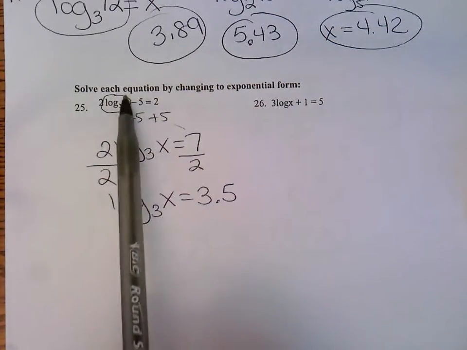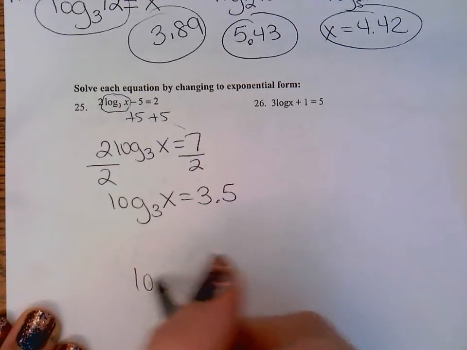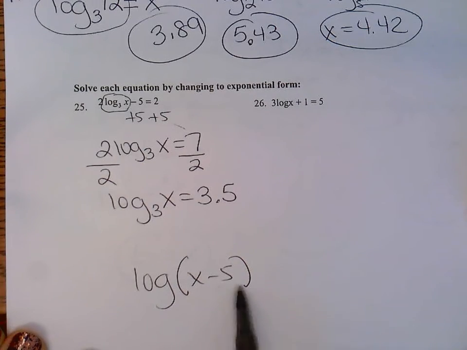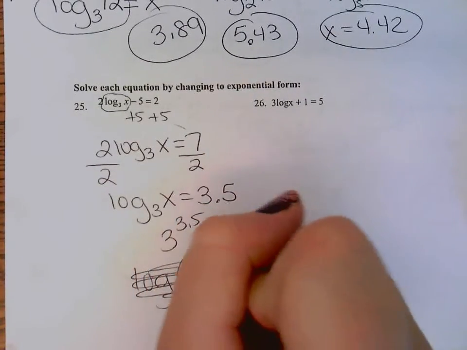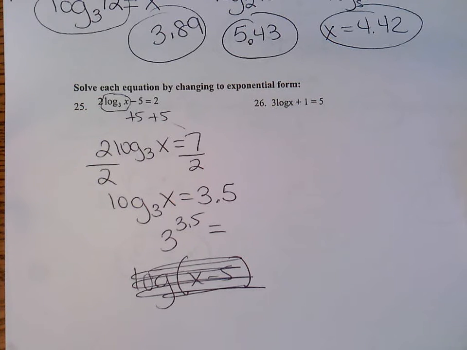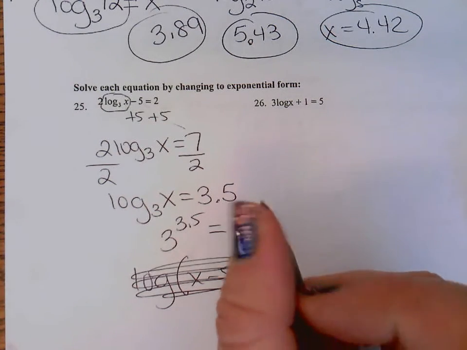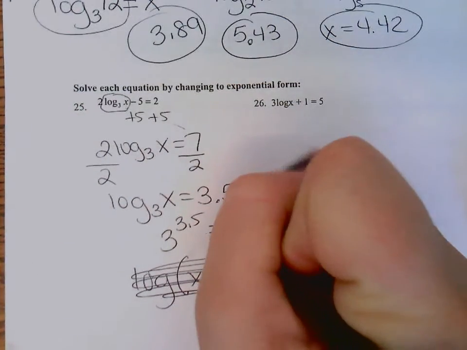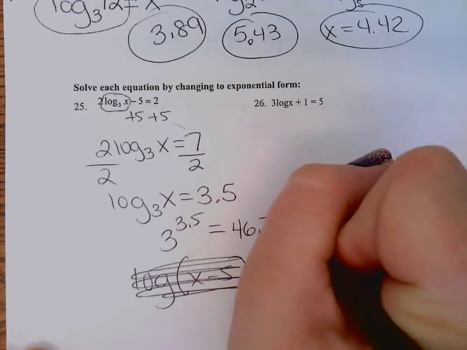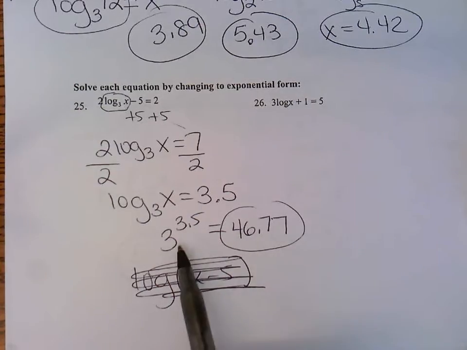The only time that you wouldn't move the 5 first is if the log was in parentheses. So if this was x minus 5 in parentheses, you would not be allowed to move it to the other side. So you're just going to do on your calculator 3 to the 3.5 power and see what you get. What did someone get when they did 3 to the 3.5 power? What'd you get? You did 3.5 as your power. That's what I got. So it's the base, 3, to the 3.5 power. Three cubed is 27.